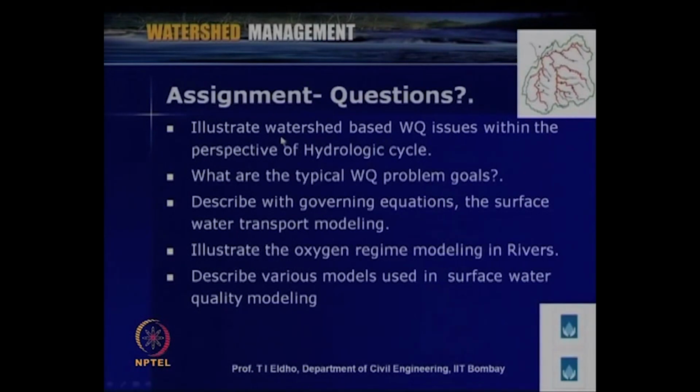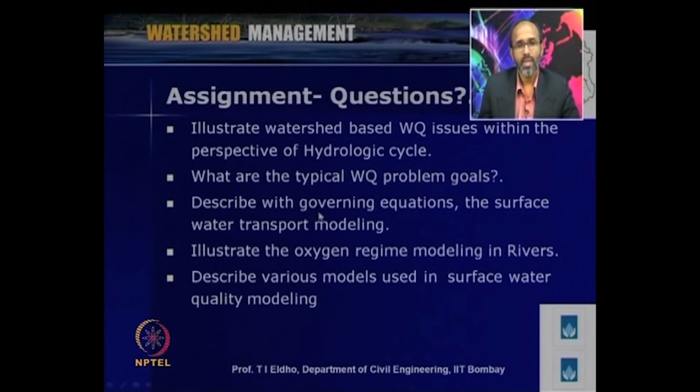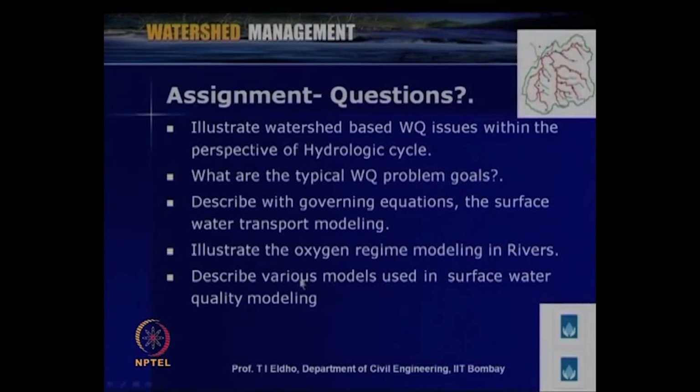Then a few assignment questions: illustrate watershed based water quality issues within the perspective of the water hydrologic cycle, and what are the typical water quality problems and goals. Then describe with governing equations the surface water transport modeling, illustrate the oxygen regime modeling in rivers or channels, and describe various models used in surface water quality modeling. All these questions also you can answer based upon today's lecture.